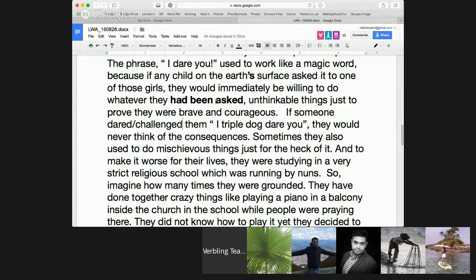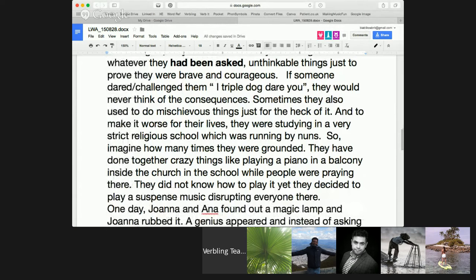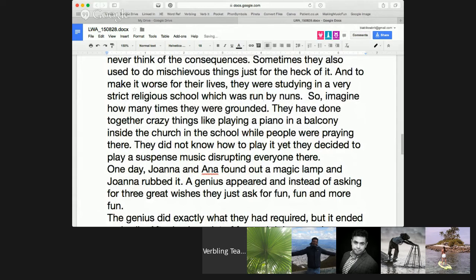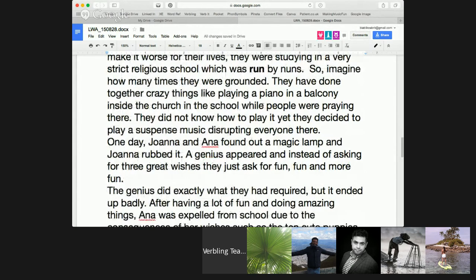They would never think of the consequences. Sometimes they also used to do mischievous things just for the heck of it. And to make it worse for their lives, they were studying in a very strict religious school which was run by the nuns. So imagine how many times they were grounded. We might need an exclamation mark here.